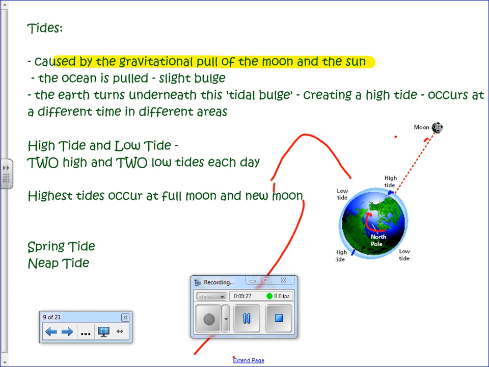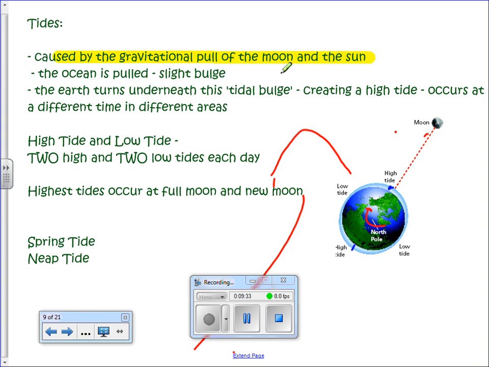I'll see if I can find you one. Otherwise, if you just look up online for animations of the tides, it really helps to actually see that instead of just reading it. So tides are caused by gravitational pull. The ocean is pulled, making a slight bulge. Earth turns. Okay, so that's what we just did. Most places get two highs and two lows.